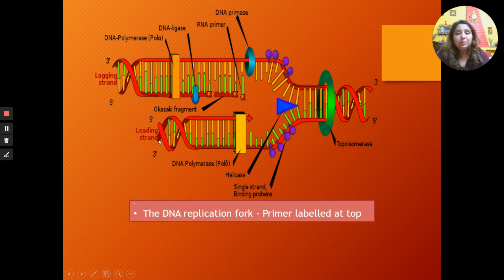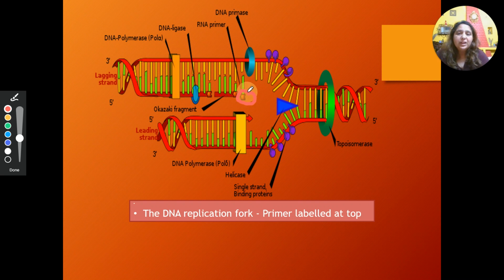primers are very important. I think you're familiar with this picture shown in this slide, which shows how DNA replication is carried out and the replication fork is formed during DNA replication in living organisms. If you look closely, there is something over here, and this is called an RNA primer. So what is this RNA primer?